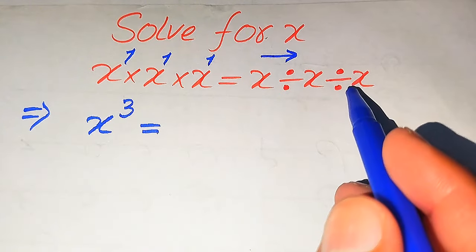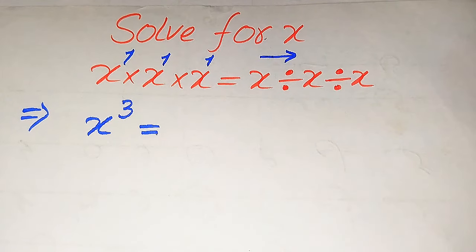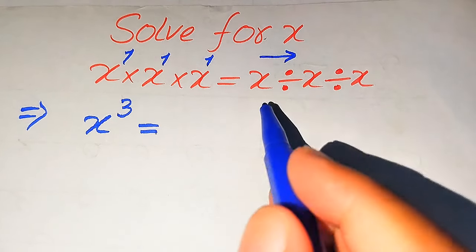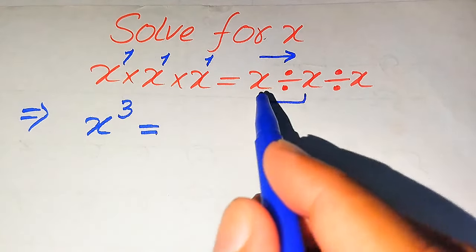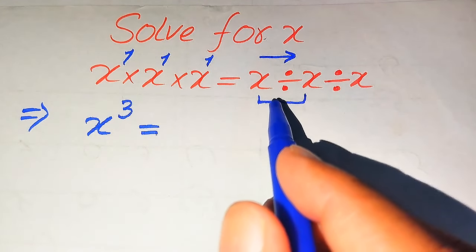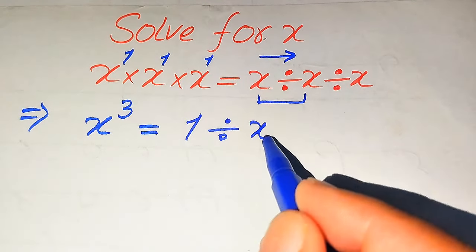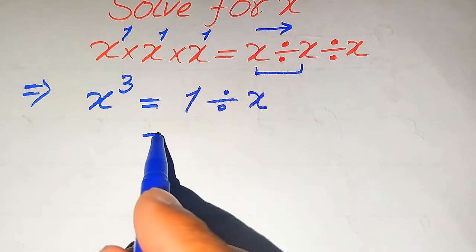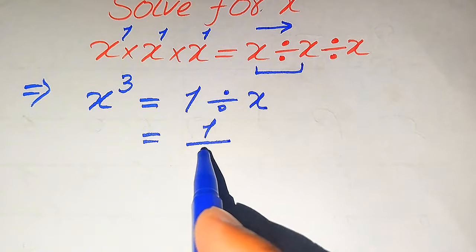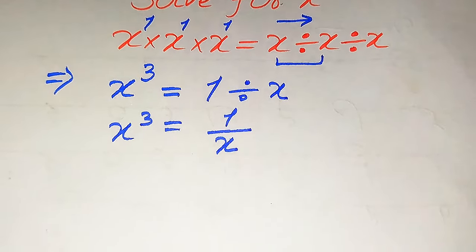If you do these divisions from right to left, this will give us the wrong answer. So you cannot do these divisions that way. First we divide these two values, and you see that these are two same values. We know that when we divide two same values, we get 1, divided by this x. So further, when we remove this division sign, we write it in this form 1 over x, and on the left hand side we have x cubed.